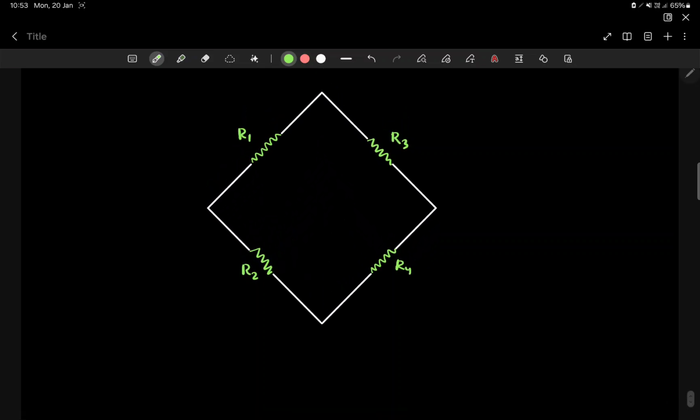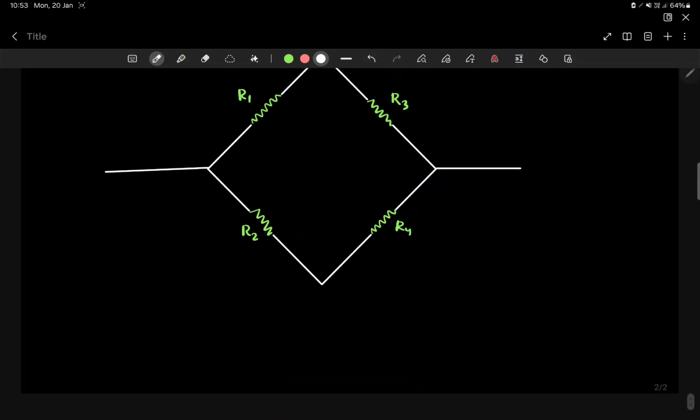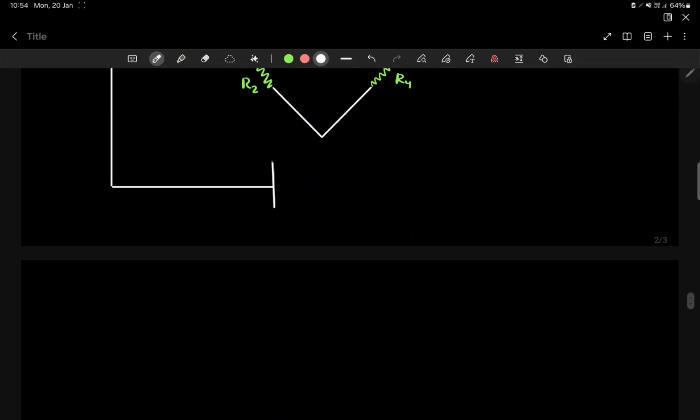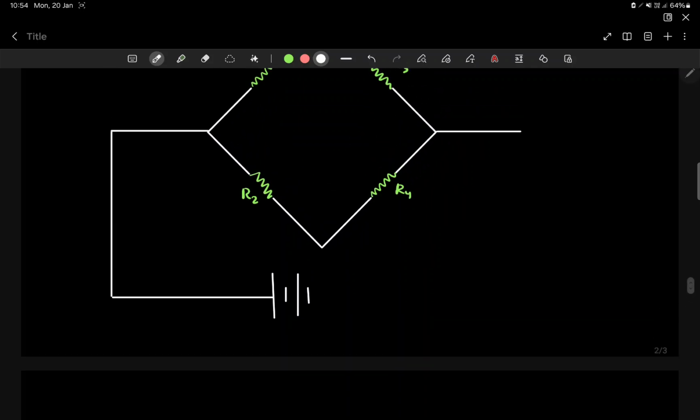Now you have to connect it. Then these two ends are connected with a battery or cell. So in order to draw this, wait. This is our battery. So our circuit diagram is finished.